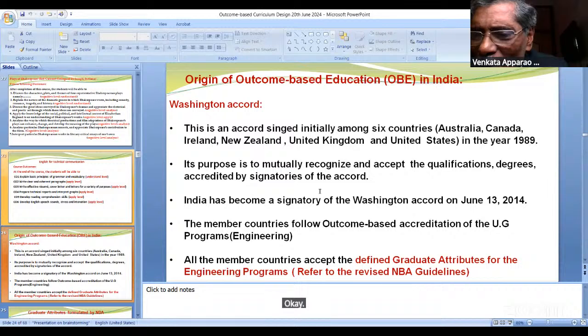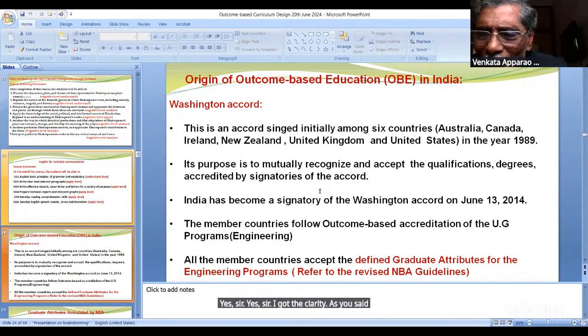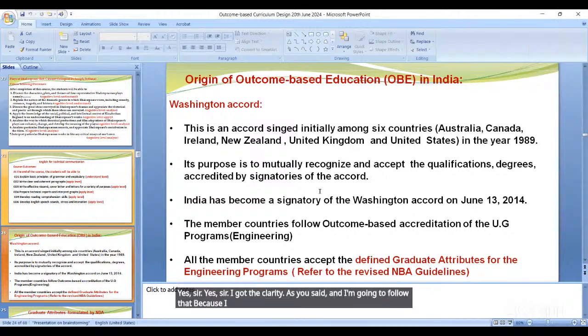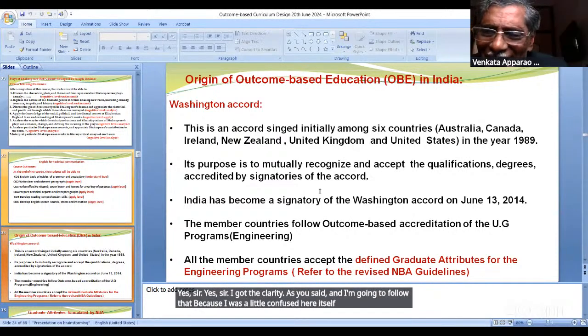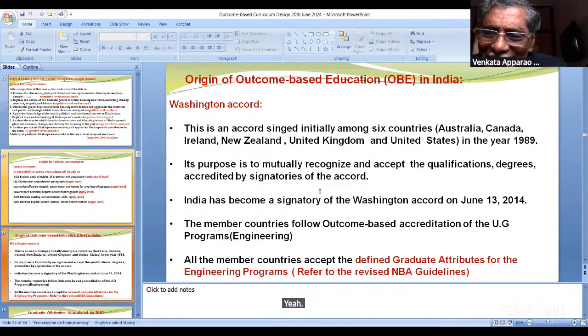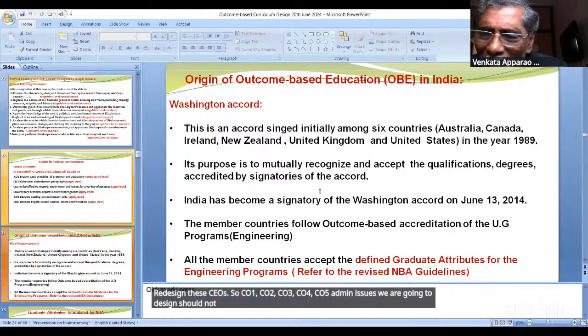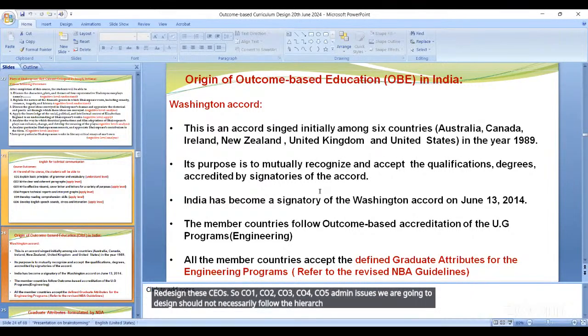So did I answer your questions? Do you want to have any other question? Yes, sir. I got the clarity as you said, and I'm going to follow that. Because I was a little confused here. We are in the process of redesigning the COs. So CO1, CO2, CO3, CO4, CO5, as many COs as we are going to design, should not necessarily follow the hierarchy of the Bloom's taxonomy level.